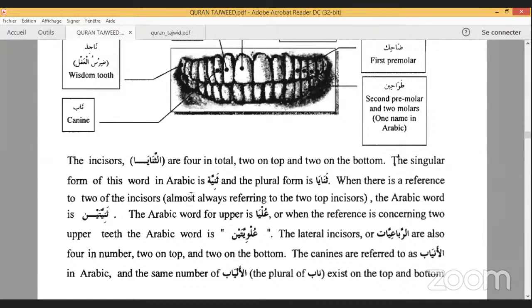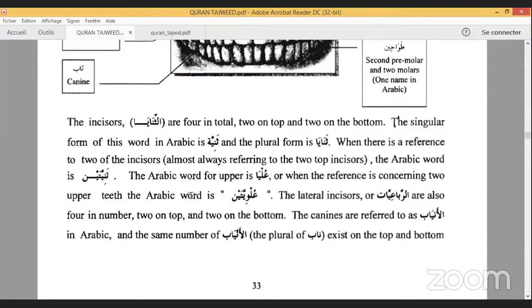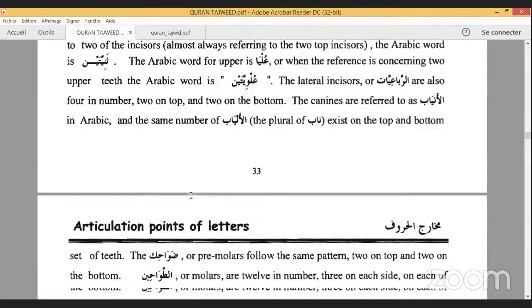The lateral incisor or الرباعيات are also 4 in number, 2 on the top and 2 on the bottom. The canines are referred to as الأنياب in Arabic, and the same number of الأنياب, the plural of nab, exists on the top and the bottom, two.